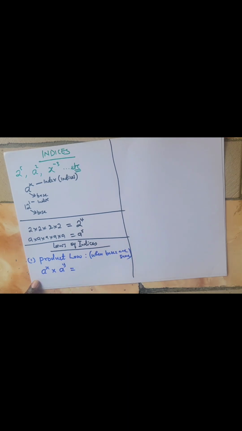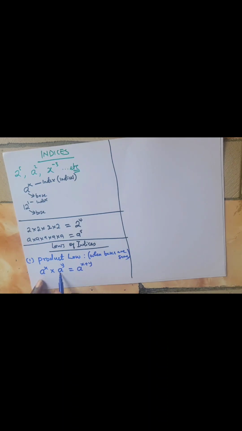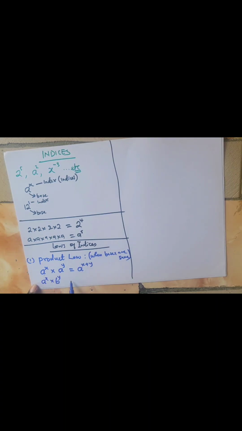This is equal to a raised to the power x plus y. Because they have the same base, you add their powers. But something like this, a raised to the power x times b raised to the power y, can't go in this law. So this is only the one that will go because the bases are the same.